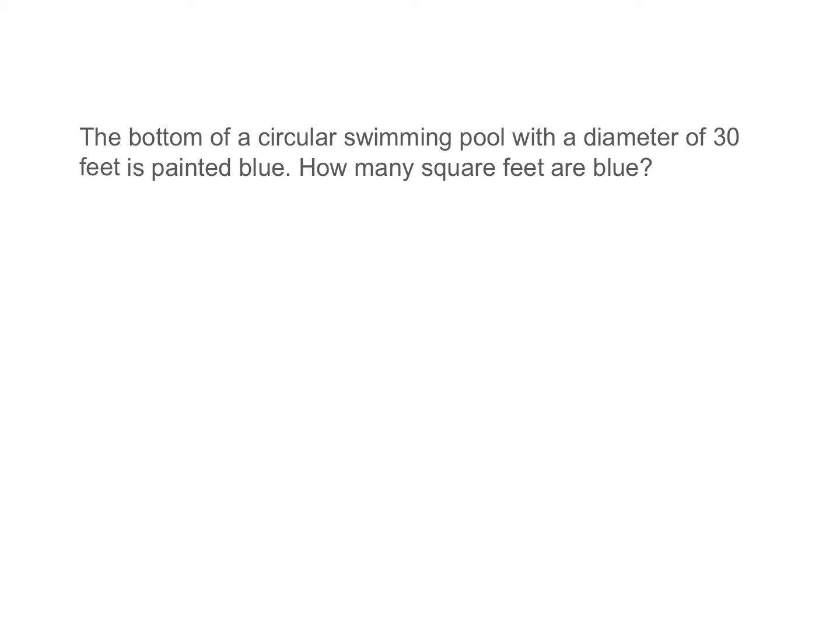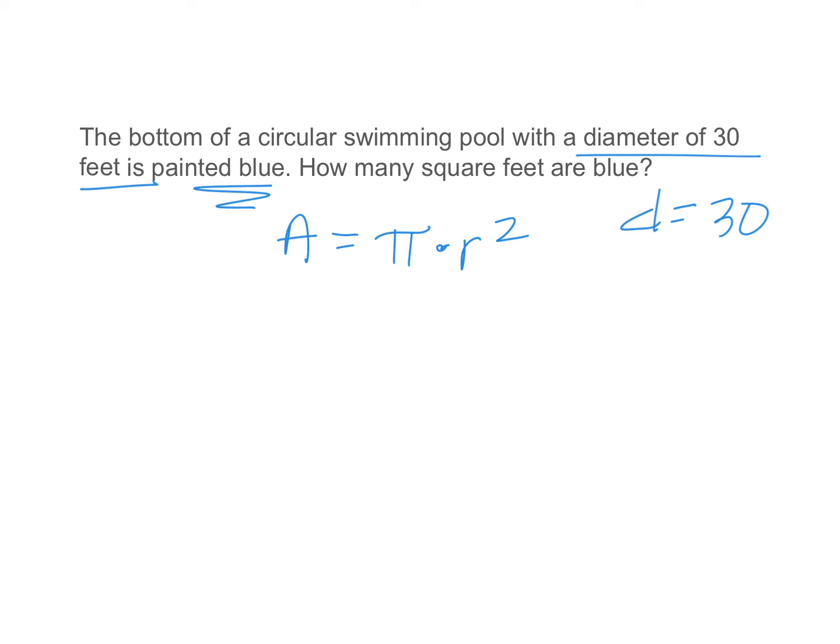The bottom of a circular swimming pool with a diameter of 30 feet is painted blue. How many square feet are blue? So it's a circular swimming pool, and if they're going to paint the whole bottom of the pool, that means they are finding the area. So I'm given the diameter. Remember, area is pi times radius squared. If my diameter equals 30, that means my radius equals 15 because it's half of the diameter.